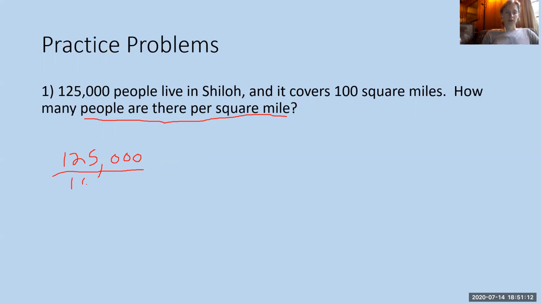Per 100 square miles, so that's people per 100 square miles. So if we want people per 1 square mile, people per square mile, we divide. So 125,000 divided by 100 is going to be 1,250 people per square mile. So this was a problem where we were asked to find a unit rate, to calculate a unit rate.